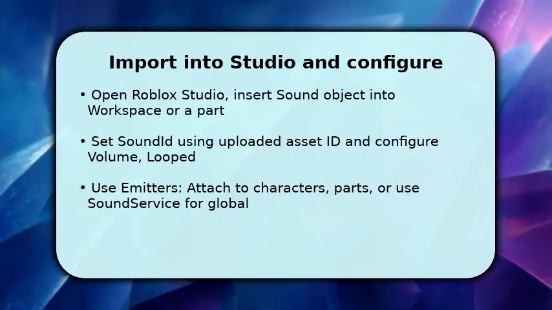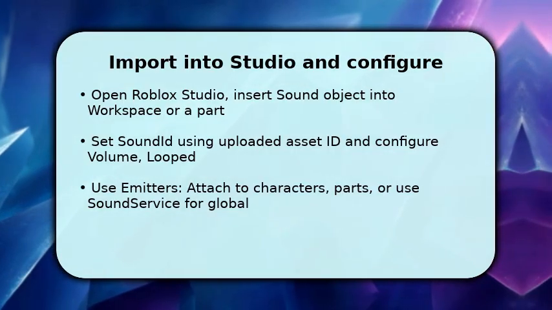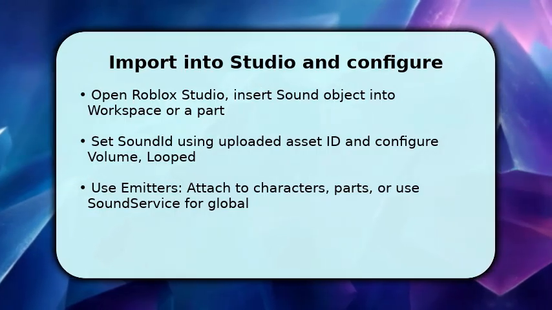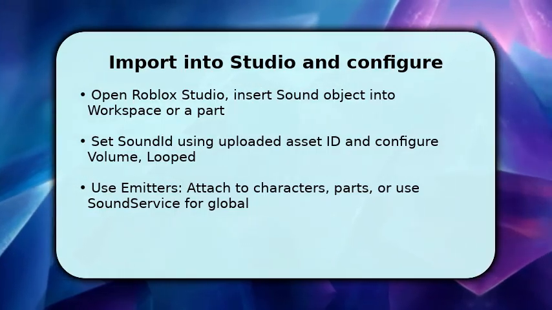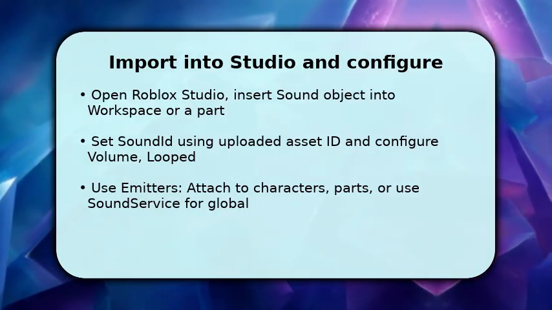You drag a Sound object into Workspace or directly into a part, then paste the asset ID into SoundId so Roblox links to your upload. You must set volume, pitch, and whether it is looping. These parameters control feel and performance.